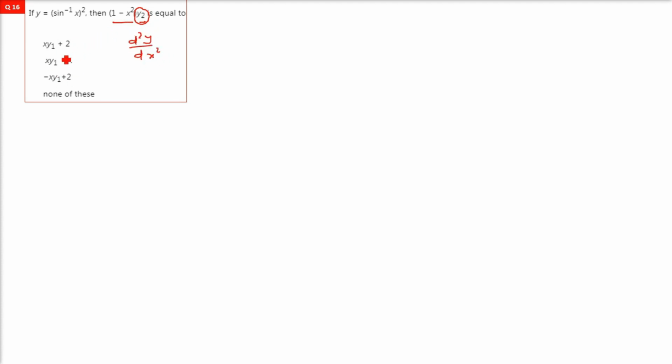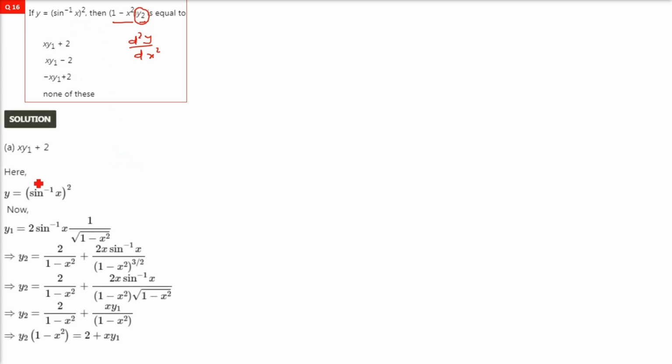So we have to do the double differentiation. And what are the options? One of them has to be true. The exercise previously we have completed, we have already done this type of question. For the sake of completion, y is equal to (sine inverse x) whole squared.